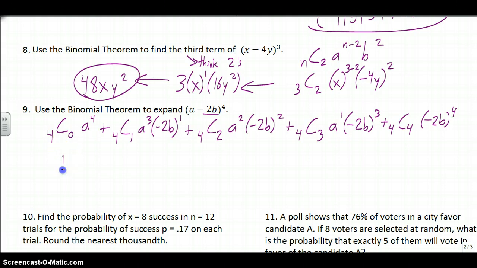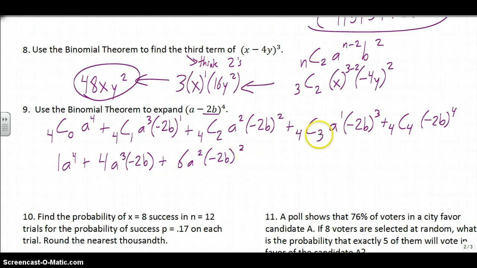4 combination 0 is 1 a to the fourth, so it'll just be 1 a to the fourth. Plus, I can write the 1. 4 combination 1 is 4, that'll be a cubed times a negative 2b. Plus 4 combination 2. 4 combination 2 is 6. A squared negative 2b squared. 4 combination 3 is 4. A times negative 2b cubed. 4 combination 4 is 1 times negative 2b to the fourth.